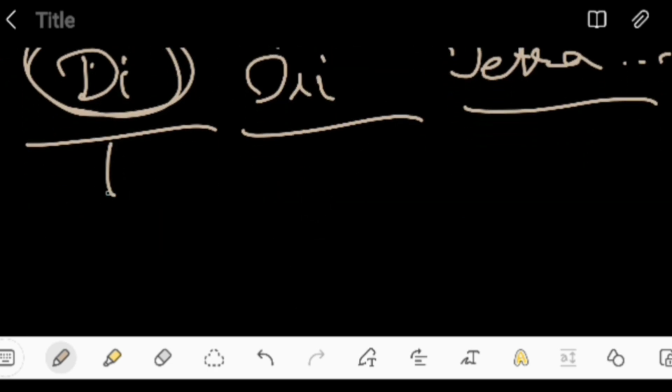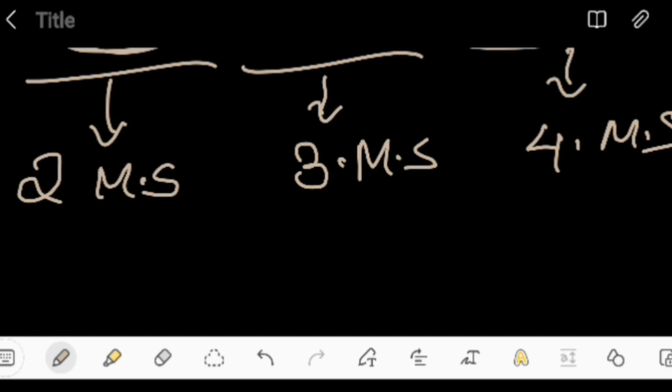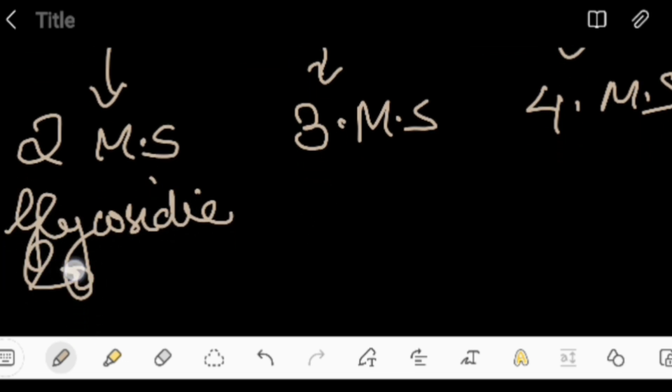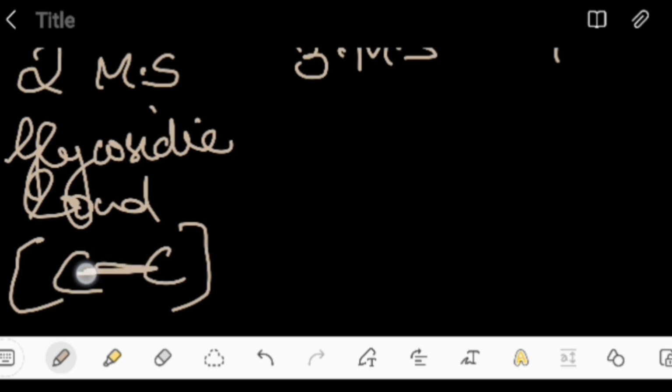Now, disaccharide means 2 monosaccharides. Tri means 3 monosaccharides combined together. Tetra means 4 monosaccharides combined together. So 2 monosaccharides combined together are what you call disaccharides, and they are always linked by a glycosidic bond.